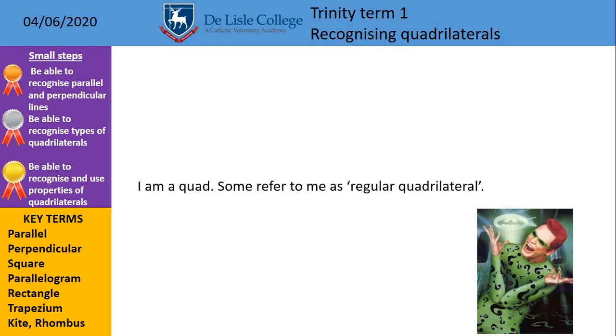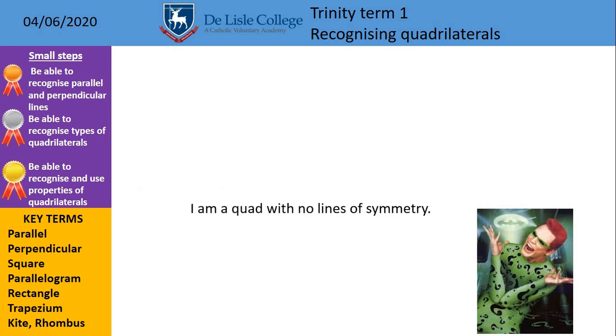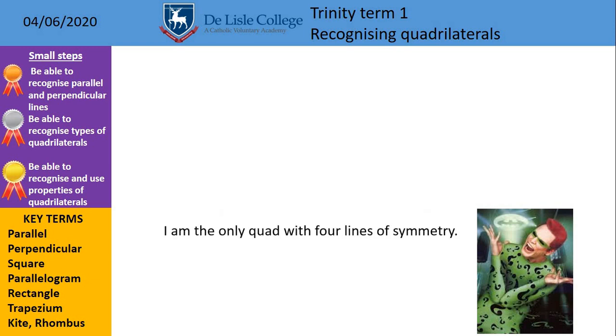I'm a quadrilateral and some refer to me as a regular quadrilateral. Regular quadrilateral. That there is a square. And I'm a quadrilateral with no lines of symmetry. So what of those shapes that we've seen has no lines of symmetry? That is our parallelogram. And I'm the only quadrilateral with 4 lines of symmetry. That is a square.